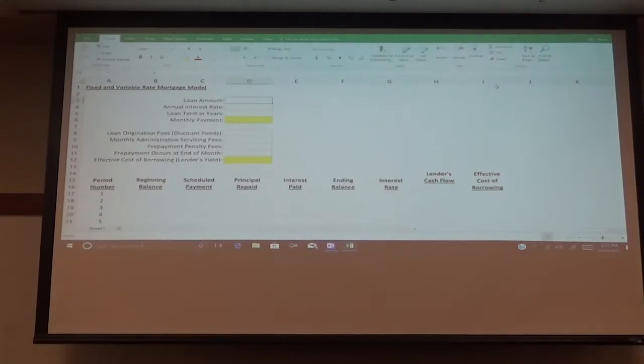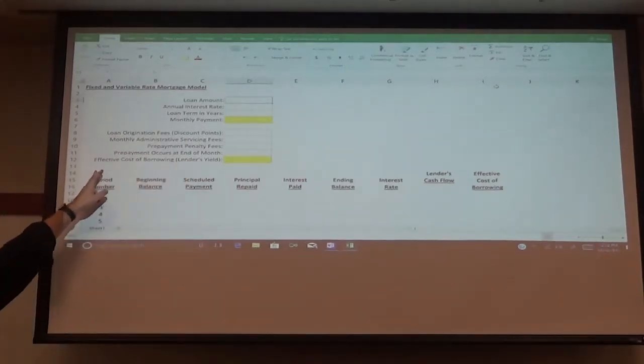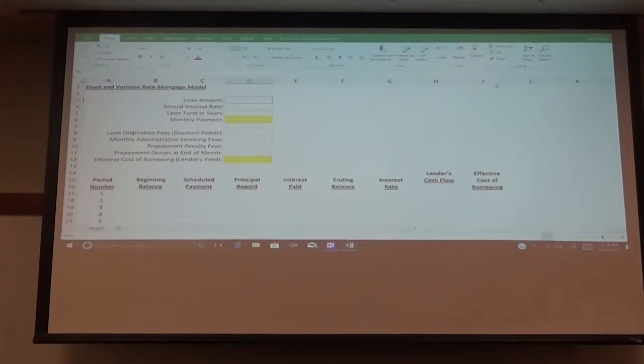So we've got a number of input variables for our little model: the loan amount, annual interest rate, and loan term in years, which will help us calculate our monthly payment. Then we'll put in loan origination fees or discount points, monthly administrative servicing fees, and prepayment penalty fees, and determine when the prepayment occurs, at the end of what month. From that, we'll calculate our effective cost of borrowing, or the lender's yield. For those of you who were in the real estate finance class this morning, this is a direct parallel to what we did. Like I said, we'll go back through and explain some of the pieces again if we need to.